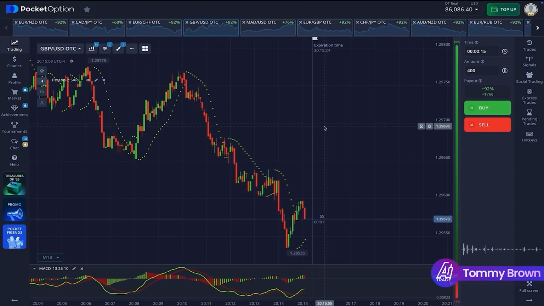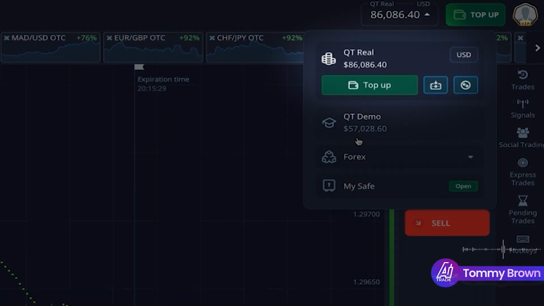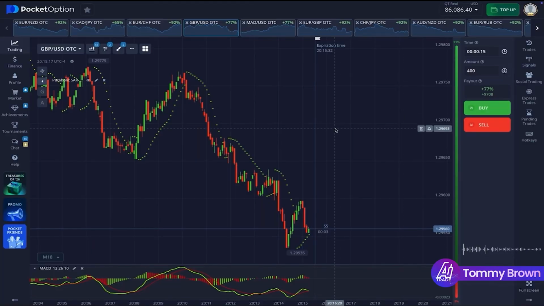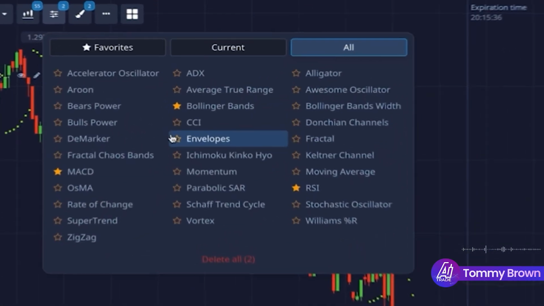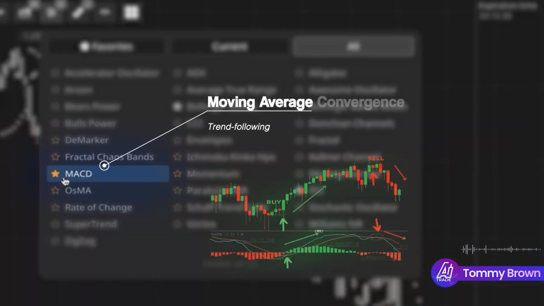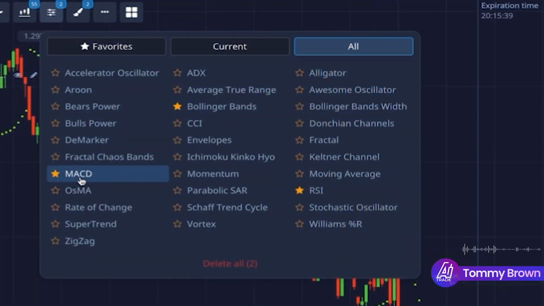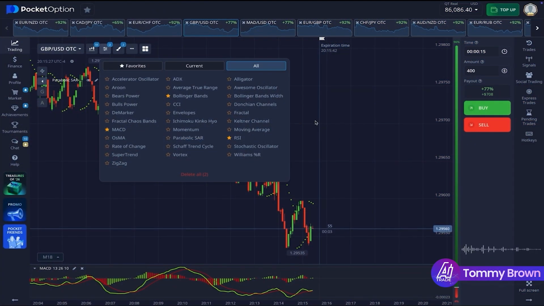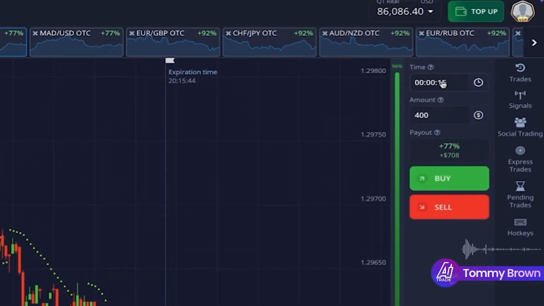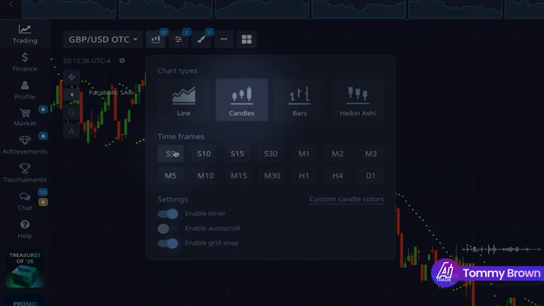So we've switched to the Pocket Option platform and we'll be trading on a real account. I'm showing you this is indeed a real account, as you can see. Today I'll present a strategy based on two indicators, and it's so simple that even a beginner can understand it. Indicators such as MACD and the Parabolic SAR. For this strategy, our expiration time will be 15 seconds. Therefore, we'll be able to see the result right away. The time frame will be 5 seconds and we'll use standard candlesticks.